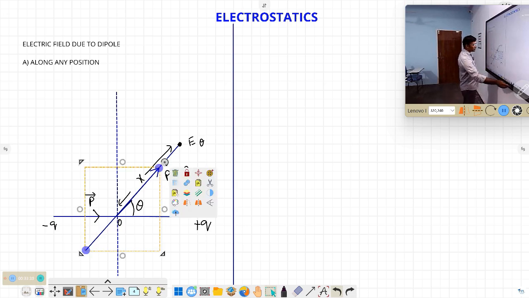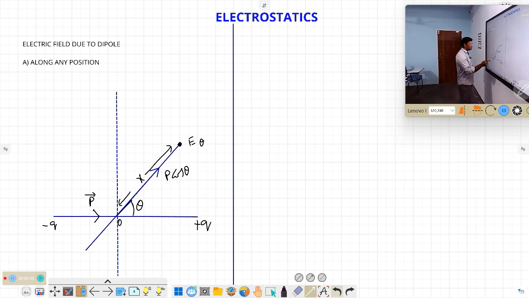Okay, what is the next component? Another component is the perpendicular component. One component like this means another component will be like this. This is important to understand here. The dipole moment P is a vector quantity, and we take it into components: one is the P cos theta component, the second is the P sin theta component.